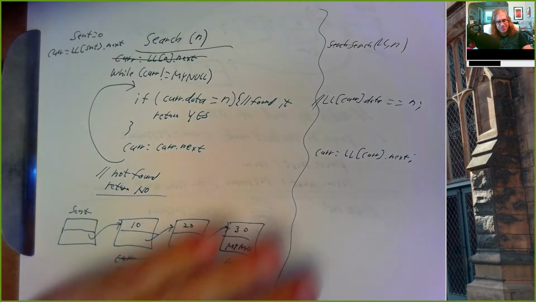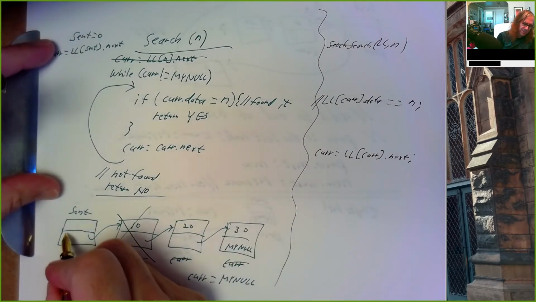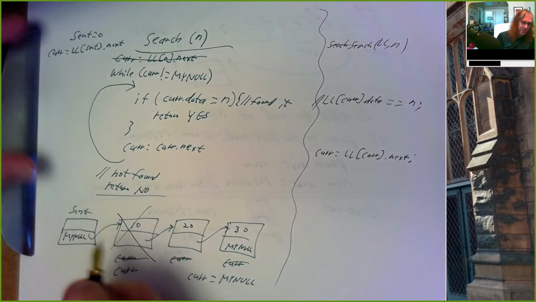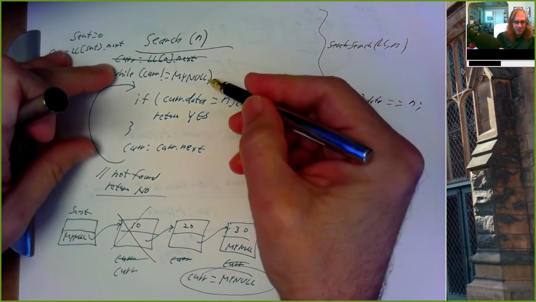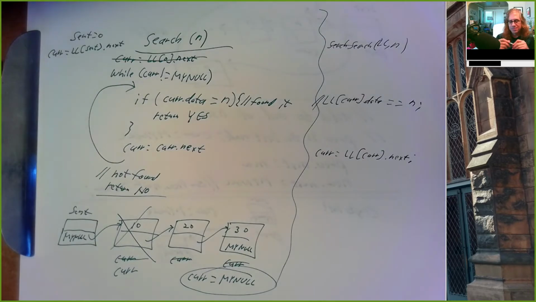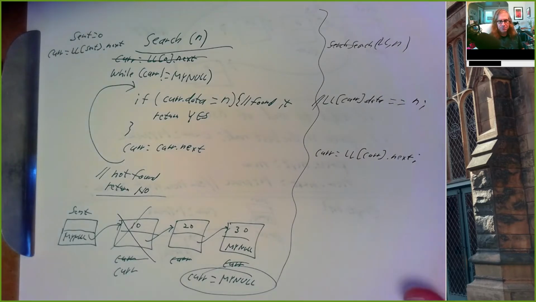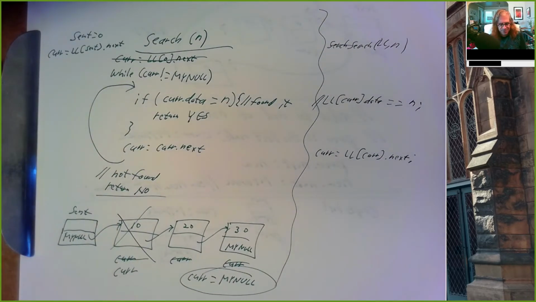All right, last edge case, empty list. Empty list, the sentinel points to my null. So when we do this initialization, current will be my null. The while loop will never fire. We'll come right down here and we'll say your data is not found. That works great too. So that should work for all your cases. All right, any other questions on that?